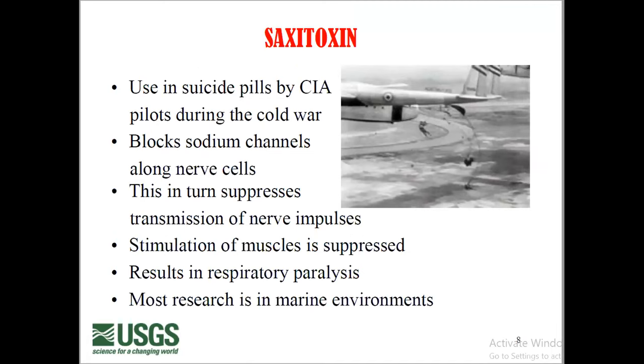Saxitoxin is the name of an individual toxin, but it's also the name of a class of toxins. And interestingly, it was used in suicide pills by CIA pilots during the Cold War. It works a little differently than anatoxin A in that it blocks sodium channels along nerve cells, which in turn suppresses the transmission of nerve impulses. And the stimulation of muscles is suppressed. And this includes the stimulation of those muscles we use in respiration. And the result is the same, respiratory paralysis. There is quite a bit of research on saxitoxin, but this is mostly in marine environments where saxitoxin is known to bioaccumulate in shellfish. Next slide.